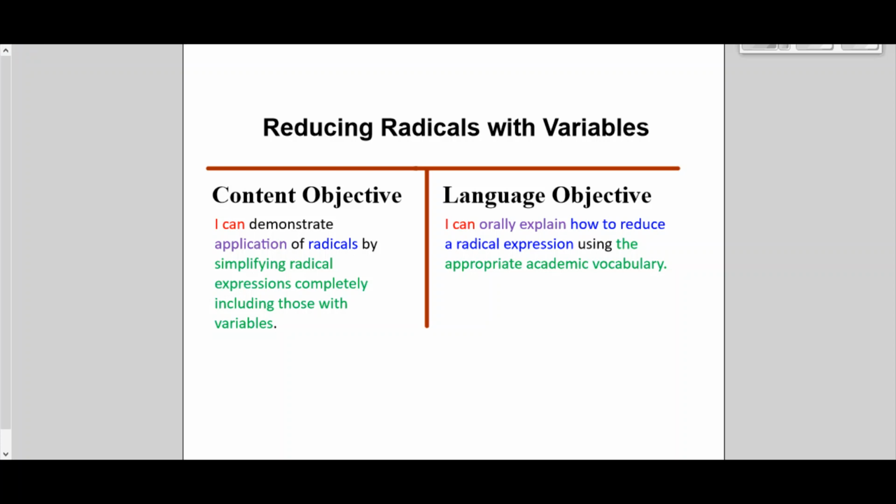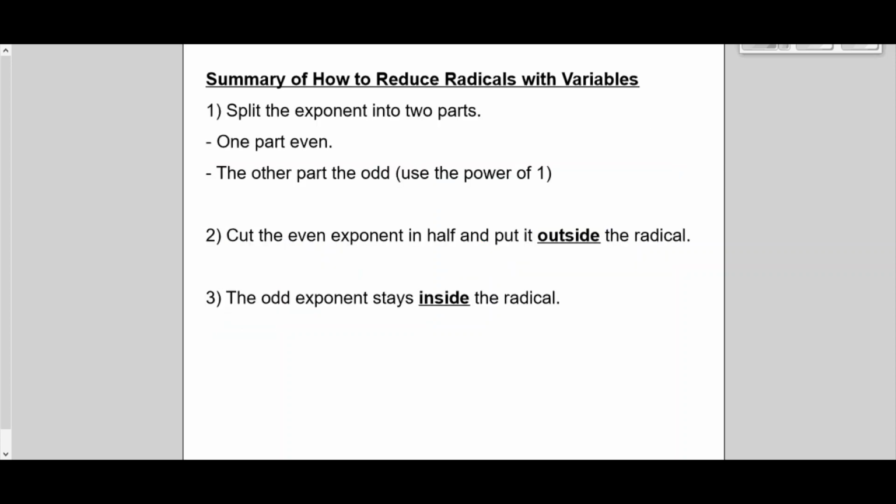In this lesson, I'm going to explain how to reduce a radical when we have a variable underneath, and you should be able to explain by the end of this video how we do that. So just a brief overview of what we'll do is we'll split our variable into two parts. We'll split it into one part that has an even exponent and one part that has an odd exponent. And the odd exponent that we're going to use here is the power of 1, and you'll see why in a minute.